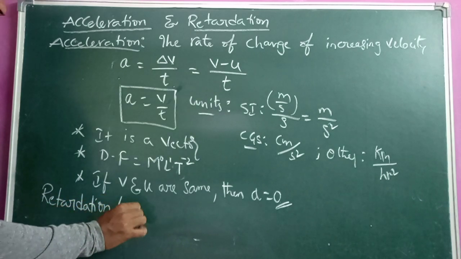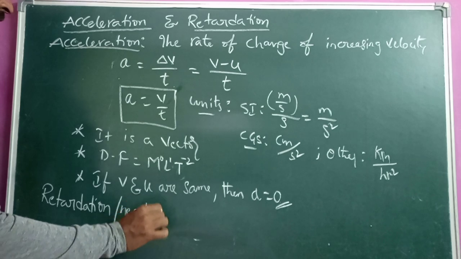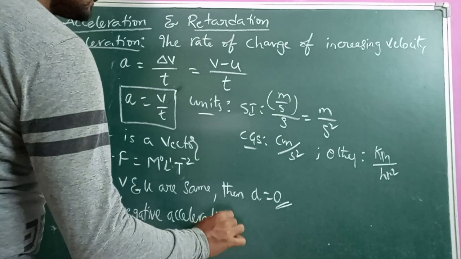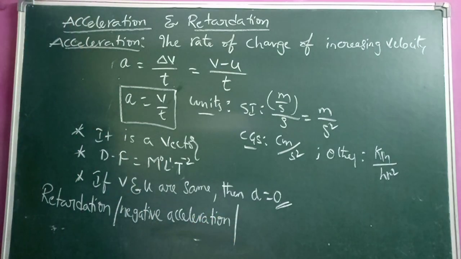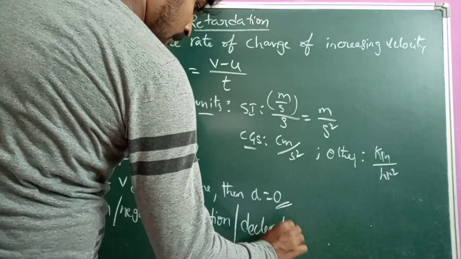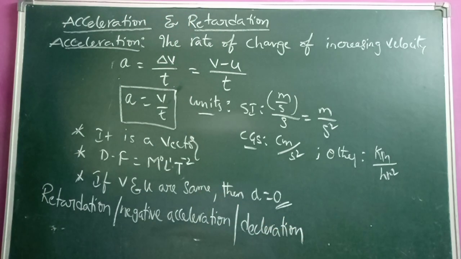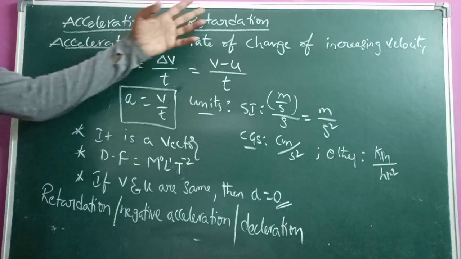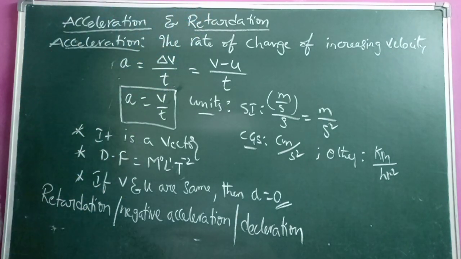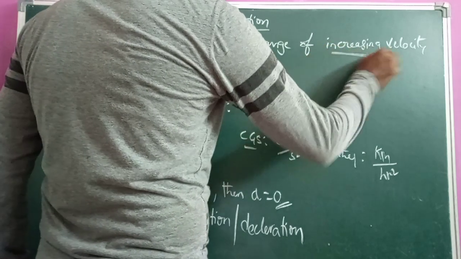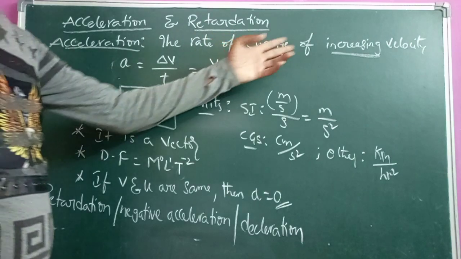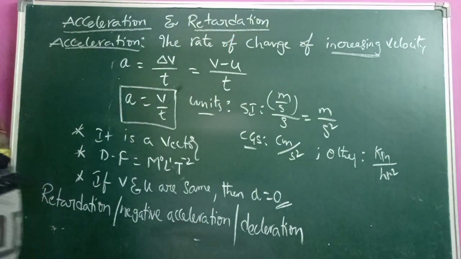Okay, and this retardation is also called negative acceleration, and it is also called deceleration. In this way we can call this retardation. So the retardation definition is the same as acceleration, but here there will be a decreasing velocity. The rate of change of decreasing velocity is nothing but retardation.